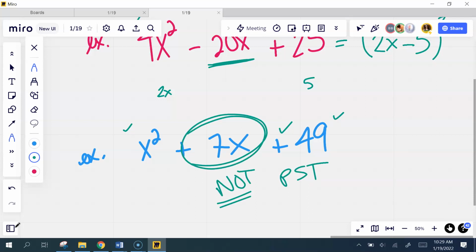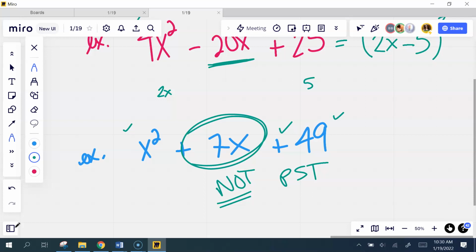Does that make sense? Do you guys see what we're doing? If that middle term was a 14, it would be. There you go. You got to multiply and double them. That's why. Everybody okay? All right.